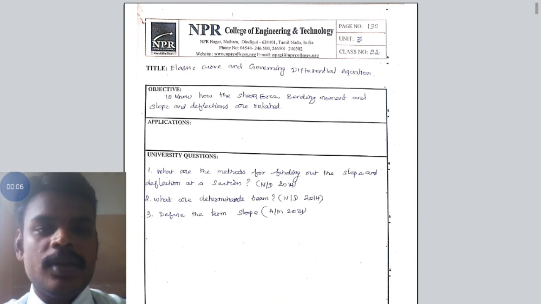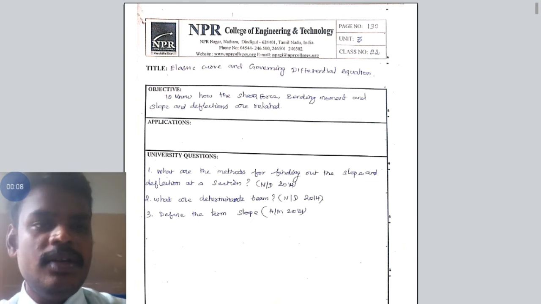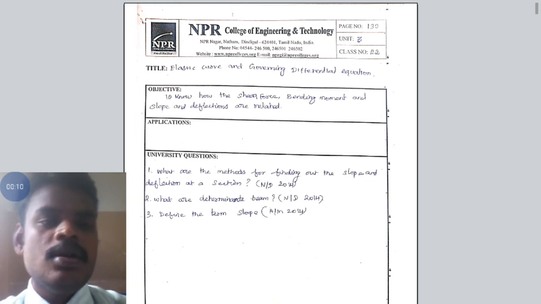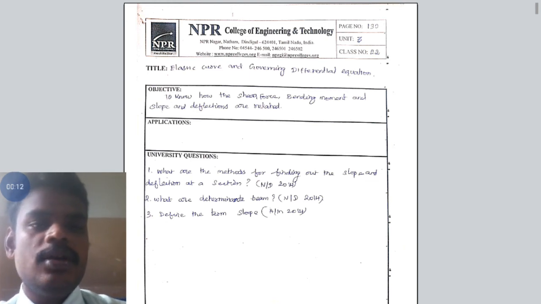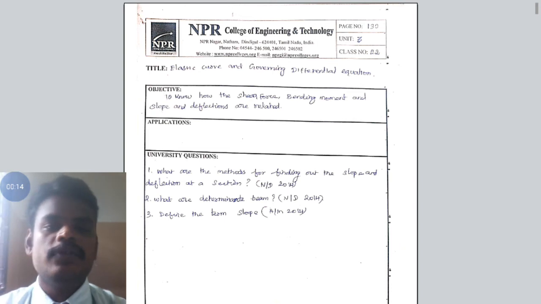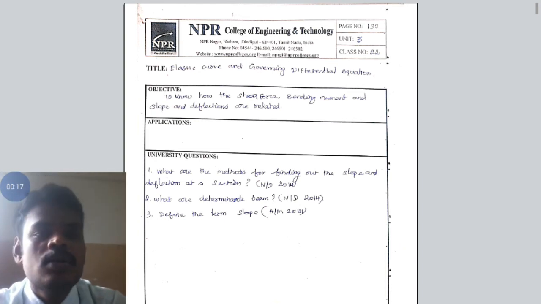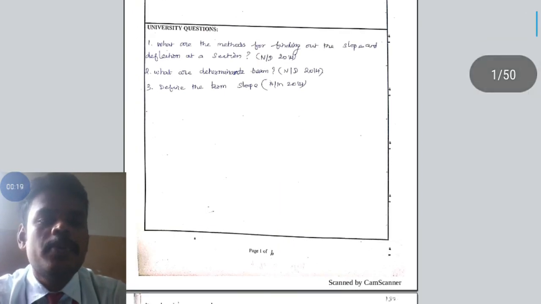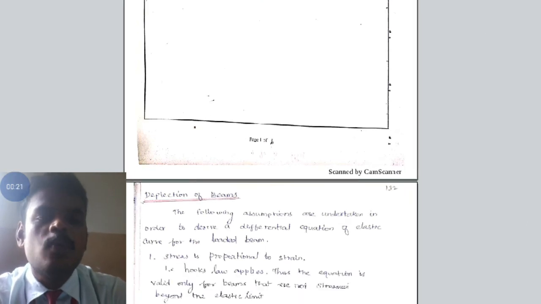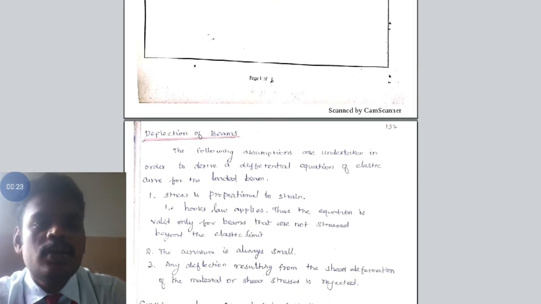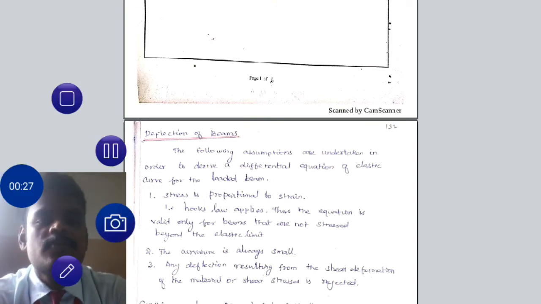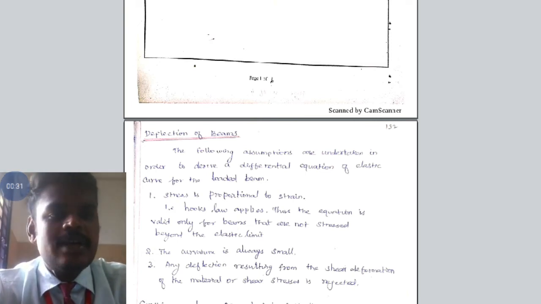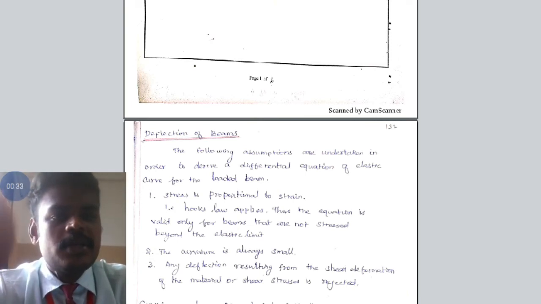Good morning. Now we are going to discuss Unit 3, Deflection of Beams. And our first topic in third unit, Elastic Curve and Governing Differential Equation. Before going to this topic, we have to know what is meant by beam and what is deflection. In second unit, we clearly studied different types of beams, such as simply supported beam, cantilever beam, fixed beam, continuous beam, etc.